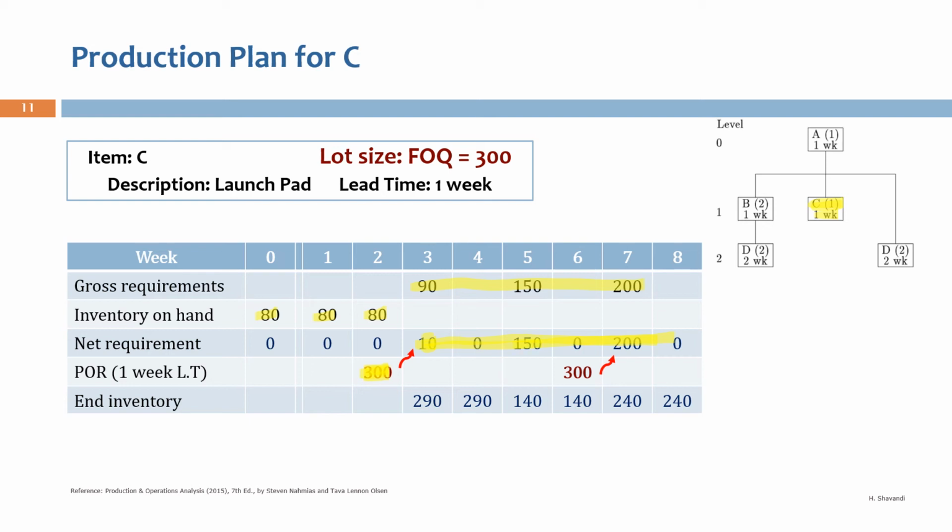it goes up to week 5. We need again 150. We have 290, so we'll have 140 in our inventory at the end of week 5. At week 7 we need 200, but we have just 140 in our inventory, so we need to produce more items of C. Again, the lead time is 1 week, so we need to start production at week 6. Since the lot sizing rule is a fixed order quantity, we set a production amount of 300 at week 6 here. And so at week 7 we will have 440 items, and we need just 200, so 240 will remain in our inventory at the end of week 7 and week 8.